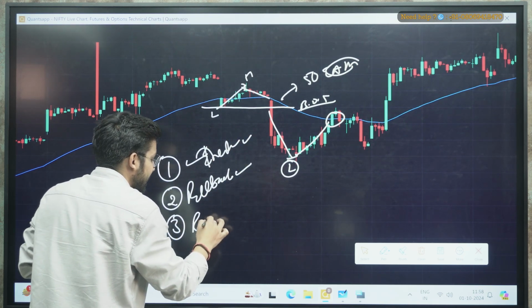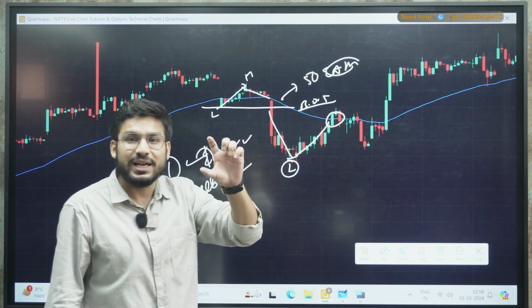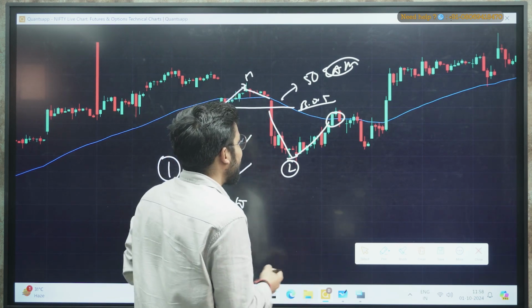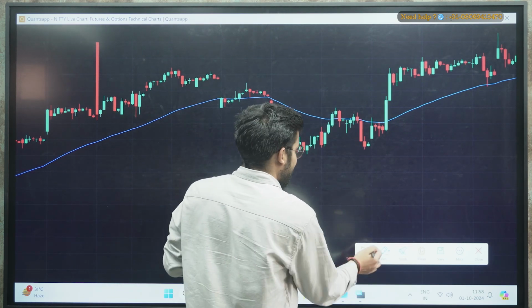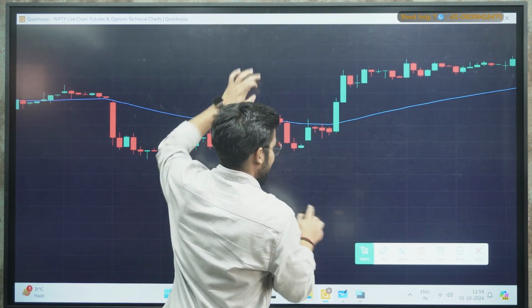Third step, I need a reason for entry. Right now I am going for the bearish direction, so I need a red candle, right? That will be my reason. For that red candle, I can clearly see here. Let me zoom out my chart again for you, right?